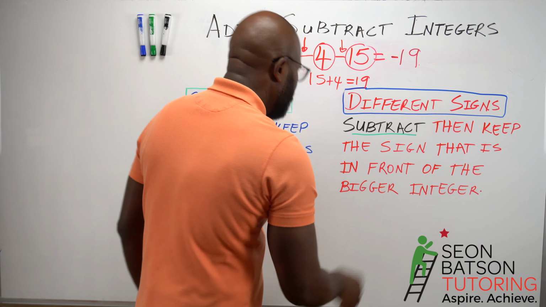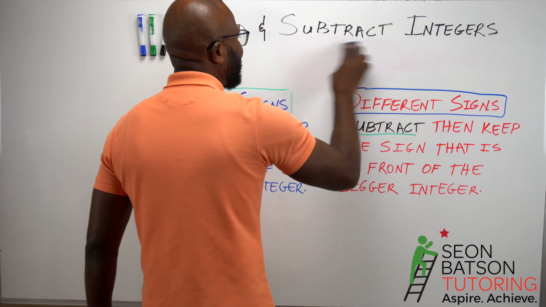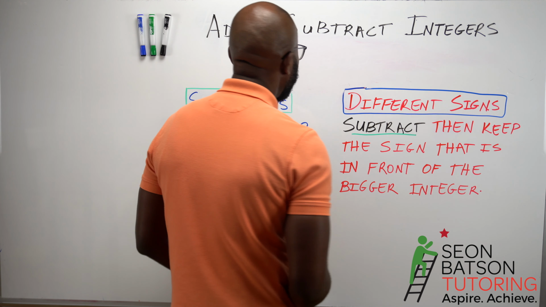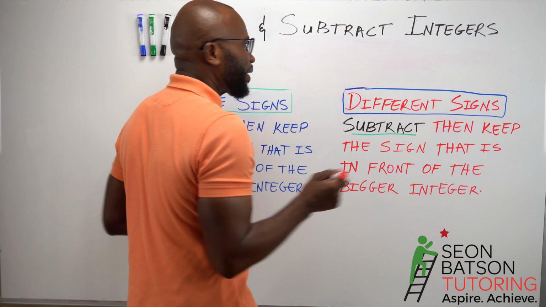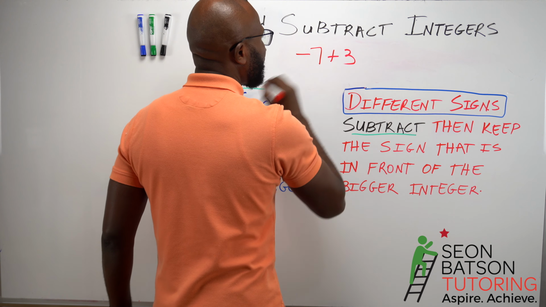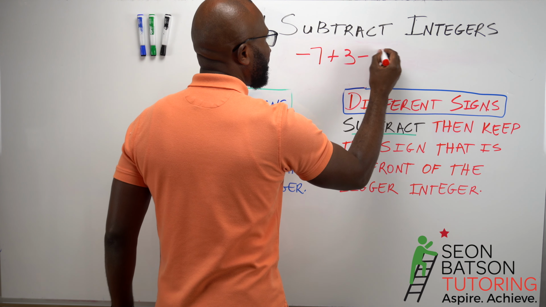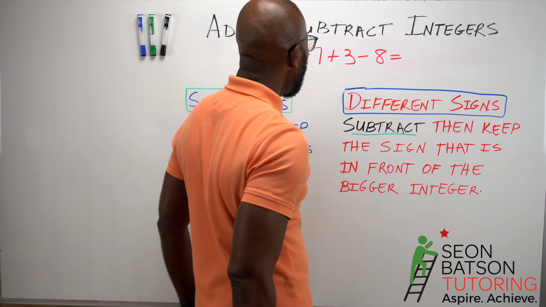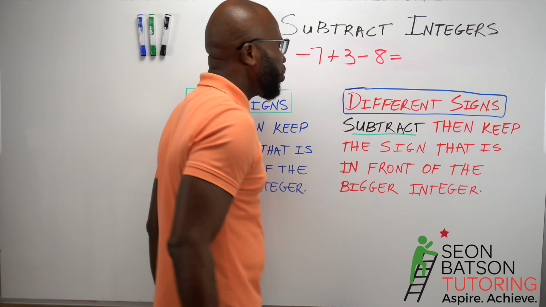Now, let's take the party to another level here. I know this is getting too easy for you guys. You guys are like, come on, Sion, make it spicy. So let's put some hot sauce into it. What if I have negative 7 plus 3 minus 8? Ooh, spicy stuff. Let's go.